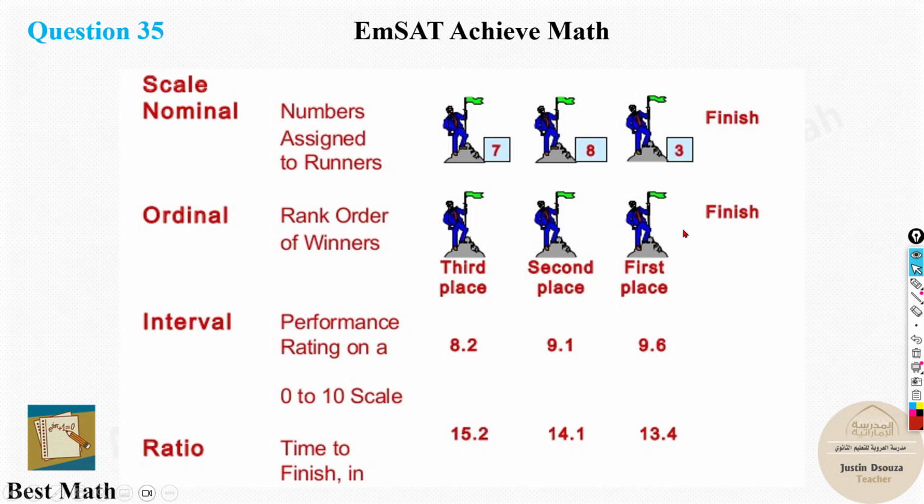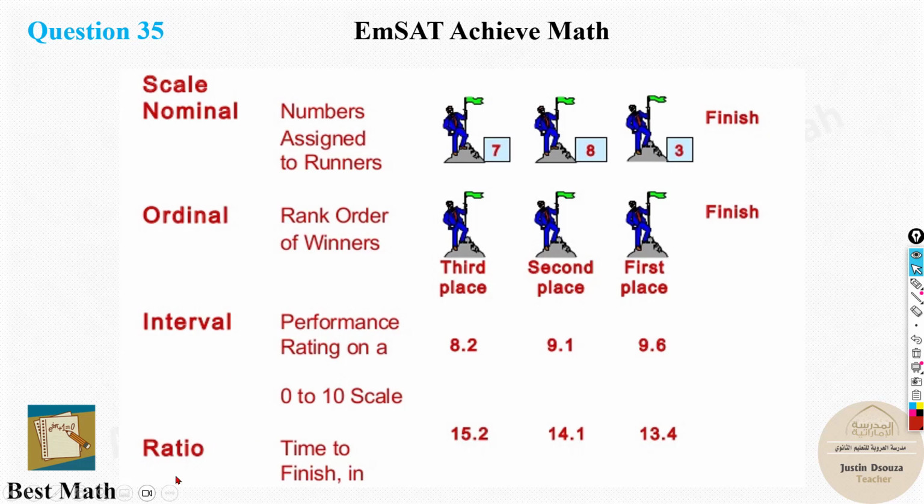So now there are 3 runners, the first place, the second place, the third place. You're giving a certain place. There's a hierarchy. So that is ordinal. Whereas interval would be in a certain scale, say performance rating. So you're giving a rating from 0 to 10. The first place, yes, he won the first place, but over here we don't have any extra data than winning the first place. But here you can see the first place was won by 9.6, the second place was 9.1, and the third place was 8.2.